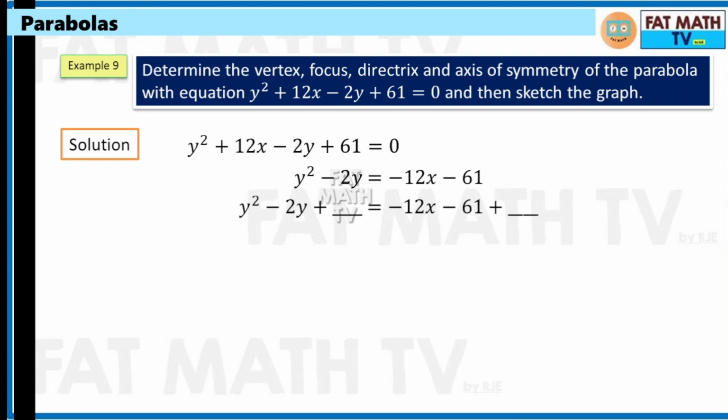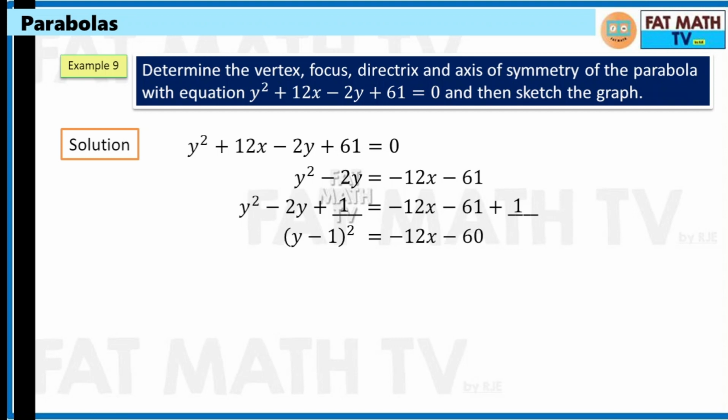And then you complete the perfect square trinomial. So how do we identify the last term? You take half of 2, that is 1, and then square half of it. So the square of 1 is 1. So add 1 to both sides of the equation, and then factor the left side. You will have y squared minus 2y plus 1, that is (y minus 1) squared. And then negative 61 plus 1 is negative 60.